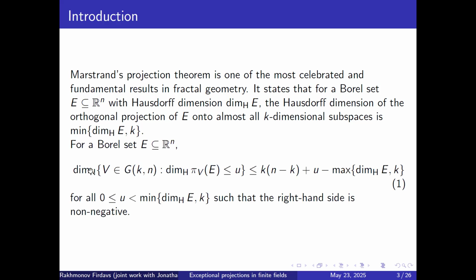This bound was proved by Peres and Schlag. It actually estimates the Hausdorff dimension of the exceptional set. So what is the exceptional set? The exceptional set is basically the set of k-dimensional subspaces for which the Hausdorff dimension of the orthogonal projection is small. And the upper bound is given by k(n-k), which is the dimension of the Grassmannian G(k,n), which is basically the collection of k-dimensional subspaces, plus this term.